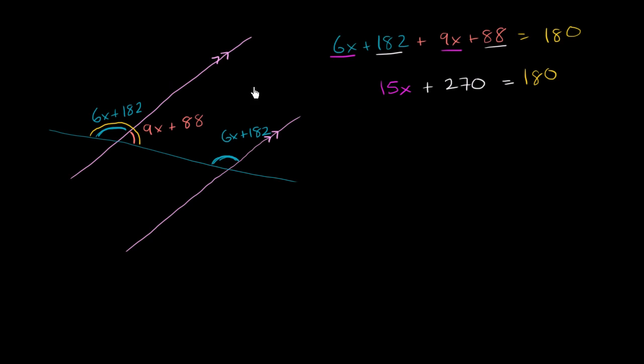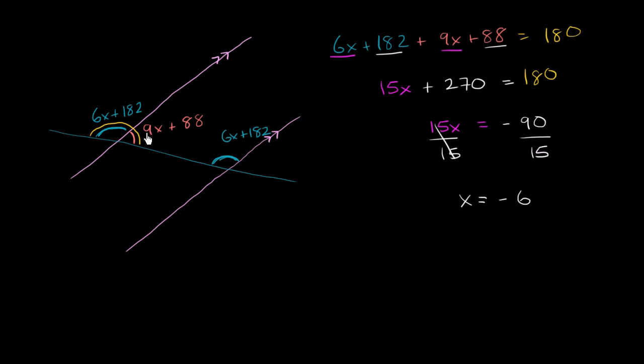If we subtract 270 from both sides, we get 15x is equal to negative 90. And now we can divide both sides by 15. And we get x is equal to, what is this? Let's see, 6 times 15 is 60 plus 30 is 90. So x is going to be equal to negative 6. So far we've made a lot of progress. We figured out what x is equal to, x is equal to negative 6, but we still haven't figured out what these angles are equal to.